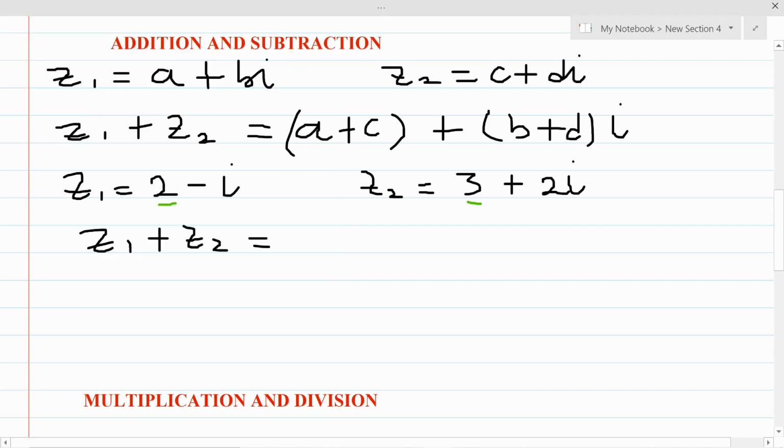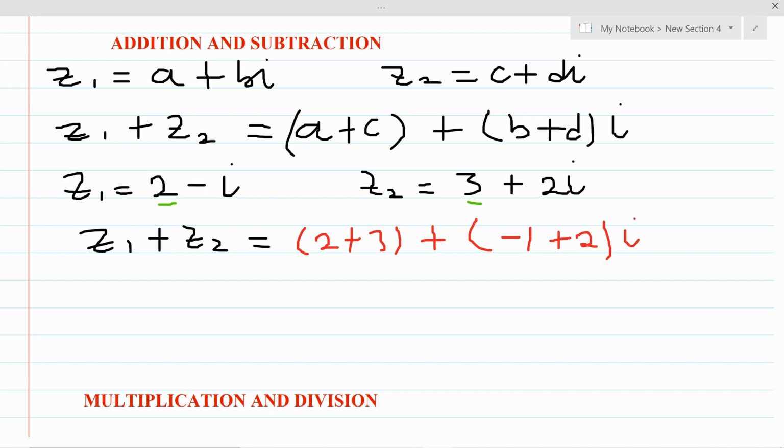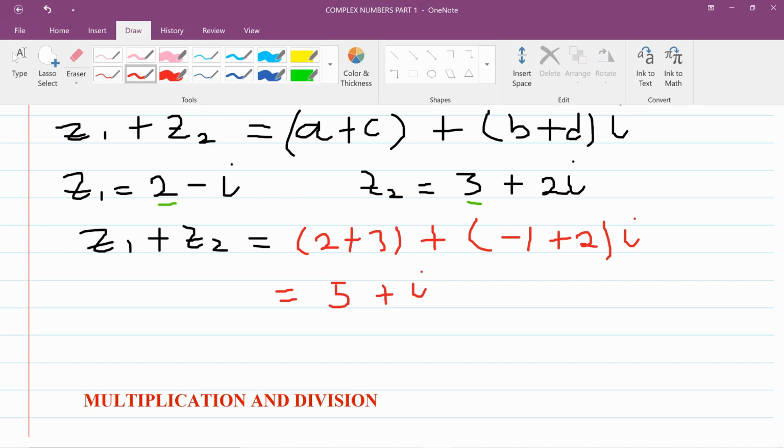Then plus, you're saying that you add the imaginary components as well. So here we have negative 1 i. There's a 2i here, so we can do negative 1 plus 2, then i, and this will give us a resulting solution of 5 plus i. This is pretty simple, right? Very simple like that. So that is how you add any other complex numbers.